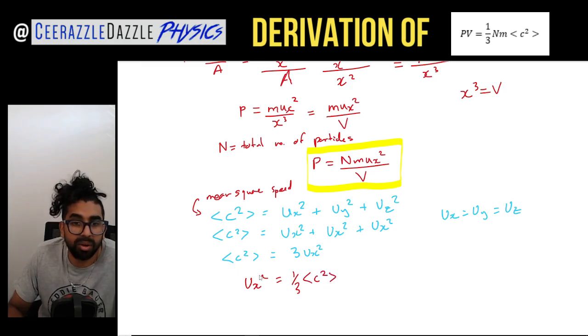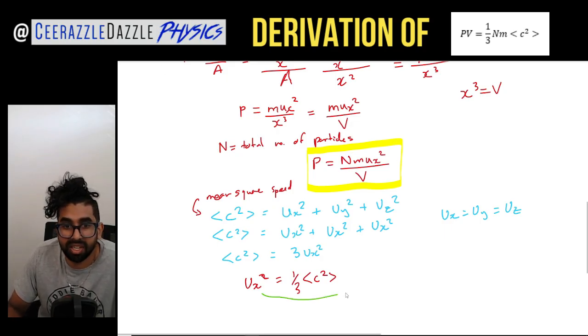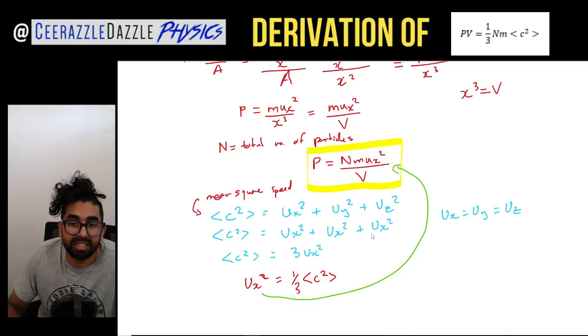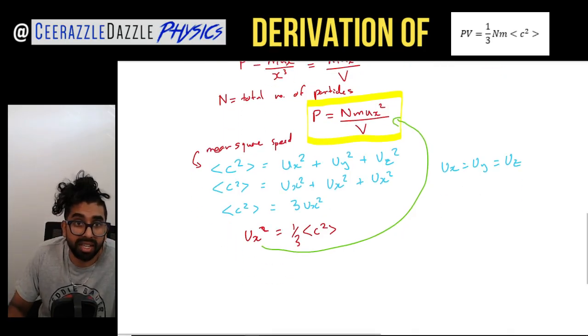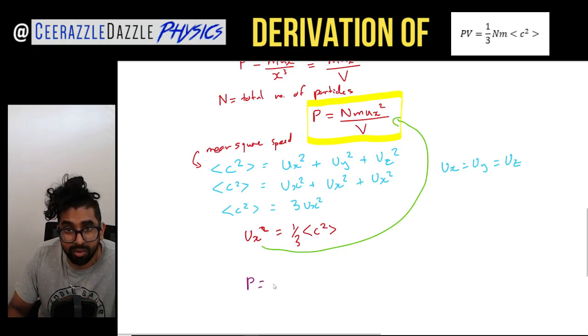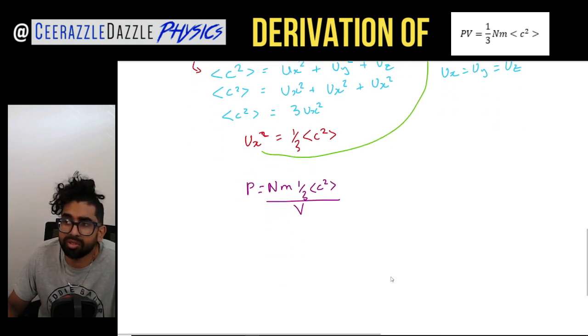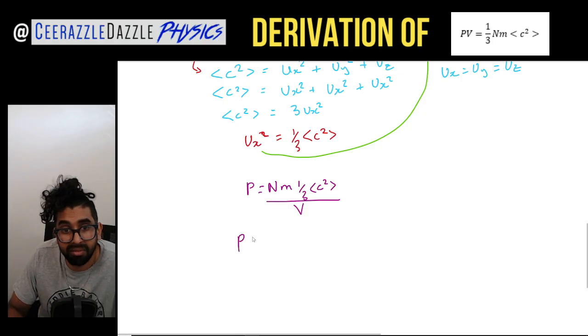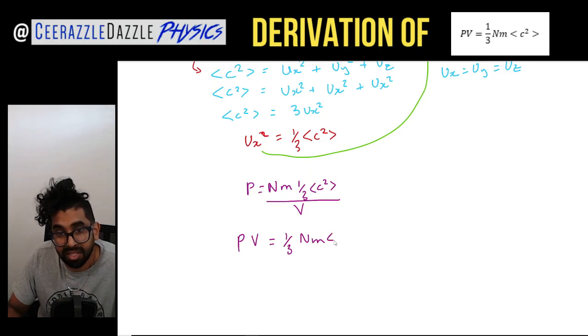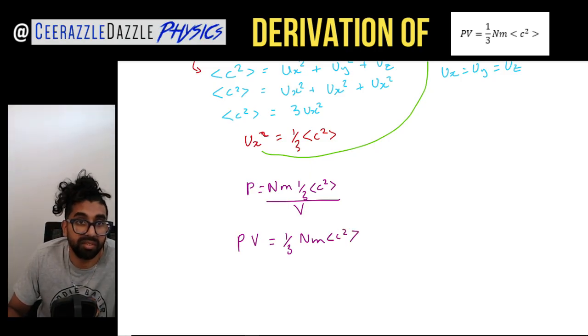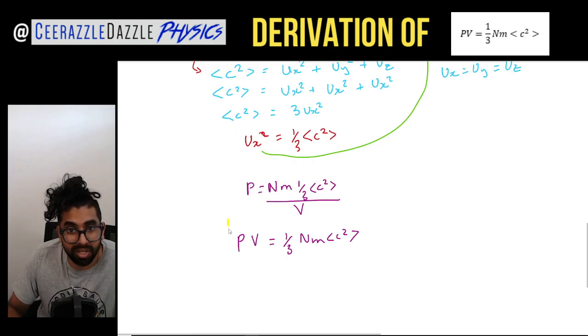Excellent stuff. Now we can whack that into the top one over here. This one goes into this one. Scrolling down, we get the following formula: P is equal to nm 1/3 c squared divided by v. Then making that look jazzy, the v goes up, and finally PV is equal to 1/3 nm c squared. Excellent stuff over here. Very good. Let me just highlight that as we're now done.